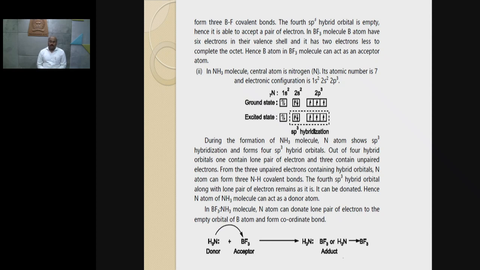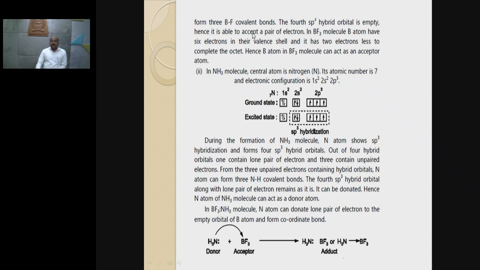Now see the NH3 molecule. In the NH3 molecule, the central atom is nitrogen, whose atomic number is 7, and the electronic configuration is 1s2, 2s2, 2p3. During the formation of the NH3 molecule from nitrogen, there is no possibility of excitation of electron, because after the 2p orbital, an empty orbital is not available. Therefore, the electrons from the 2s orbital remain as they are and form sp3 hybridization. They form 4 sp3 hybrid orbitals, out of which one contains a lone pair of electrons and 3 contain unpaired electrons which form bonds with the hydrogen atoms. After the formation of the NH3 molecule, there is a lone pair of electrons on the nitrogen atom. It may be donated, therefore nitrogen can act as a donor atom.